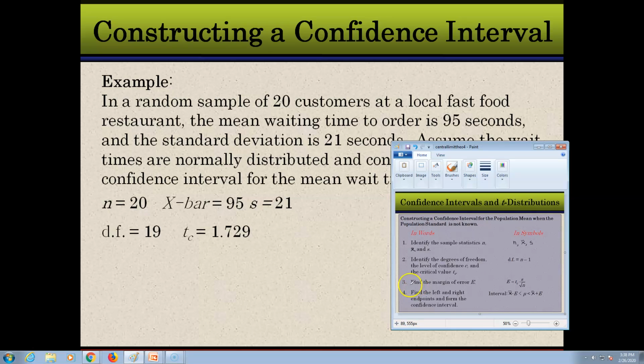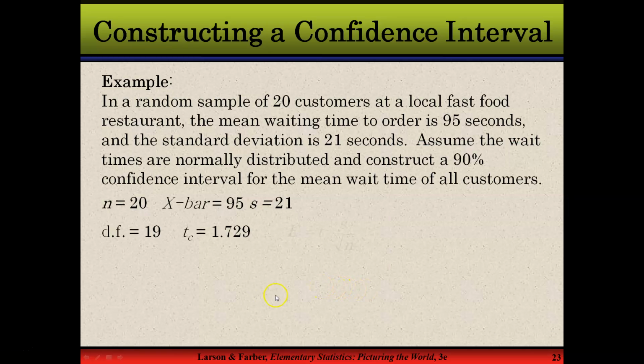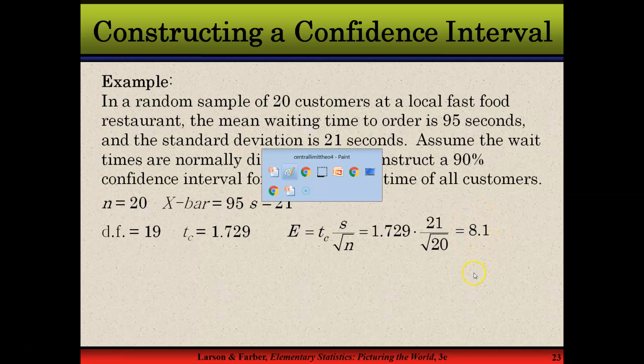Here we go with step number 3. We're going to find the margin of error, which is how much more or less my guess about the population mean is going to be off. That's what we call margin of error, and we use this formula. And what do we do with formulas? We plug in. So I'm going to plug into this formula: TC 1.729, S 21, N 20. When I plug it in, this is what you're going to have. When I work this out and simplify, I get 8.1. So this is my margin of error.